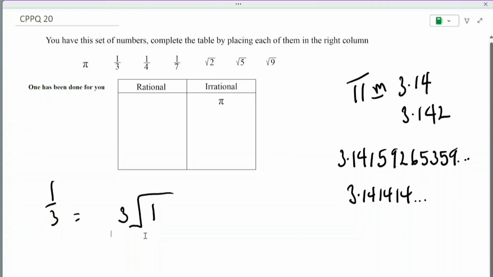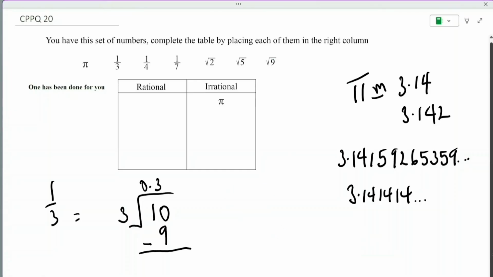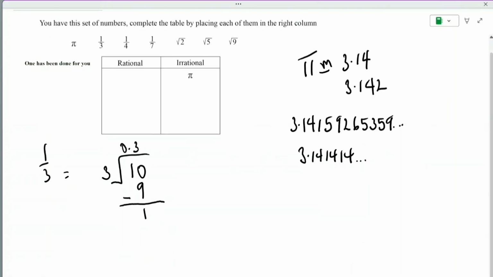So we have 3 in 1. That's impossible because 3 is greater than 1. So we have to increase this 1 by adding a 0 to it and making it 10. And once you do that, you have to add a decimal point as part of your result. So 3 in 10 is 3. That's 3 times 3, that's 9. 3 times 4 is 12, that's bigger than 10. So you have 3. You have 9 here. Then you rule your line and subtract. 10 minus 9 will give you 1. 3 in 1 is impossible.